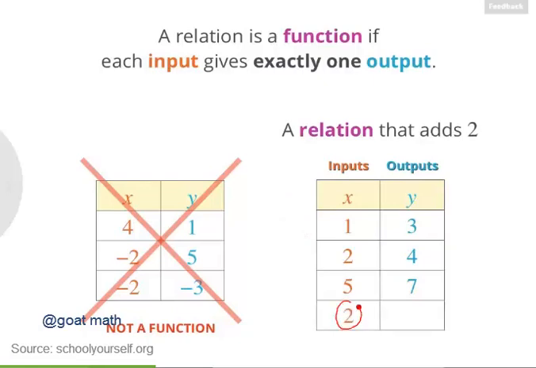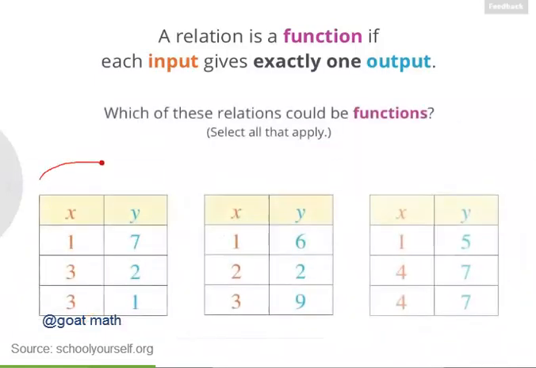Suppose you again tried an input of 2. What output would you get? Well, you'd add 2, giving you 4. So when the input is 2, notice that you get exactly one output, 4. So not only is this a relation that adds 2, this is a function.